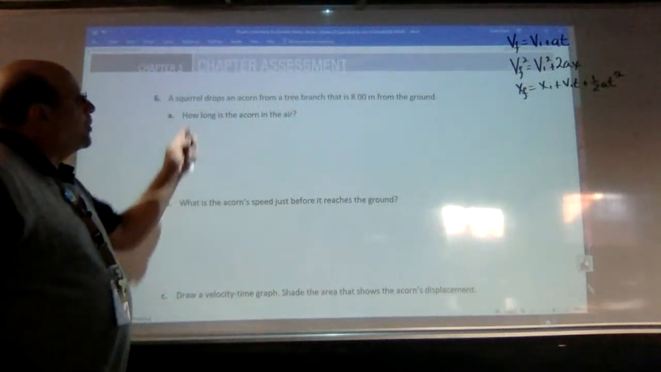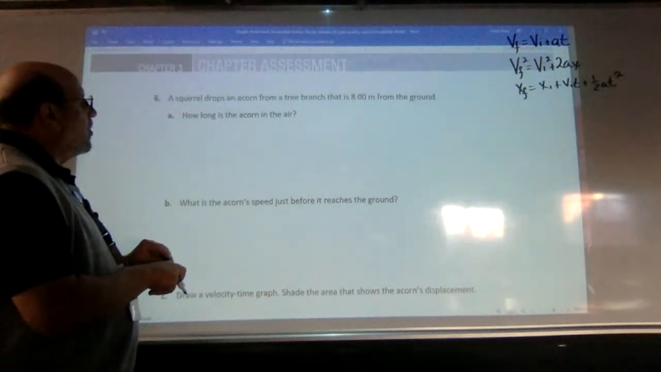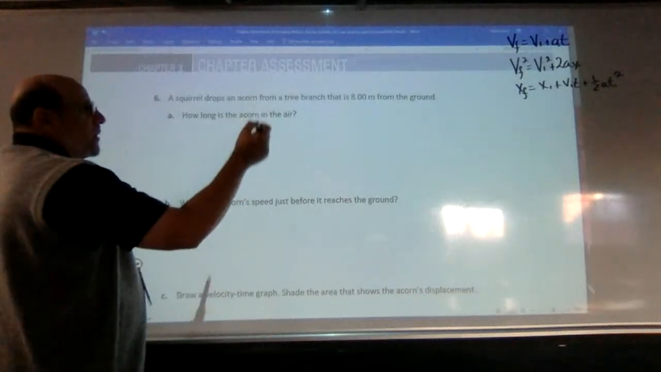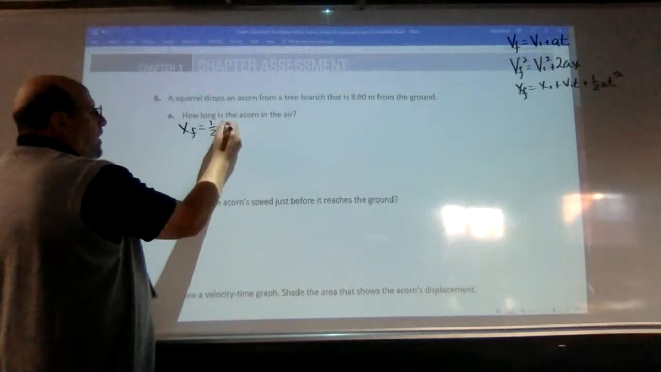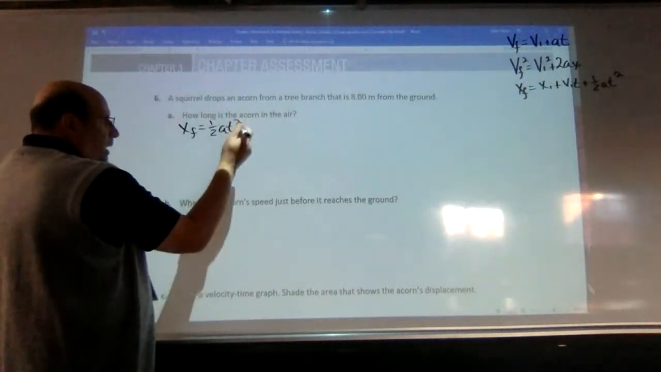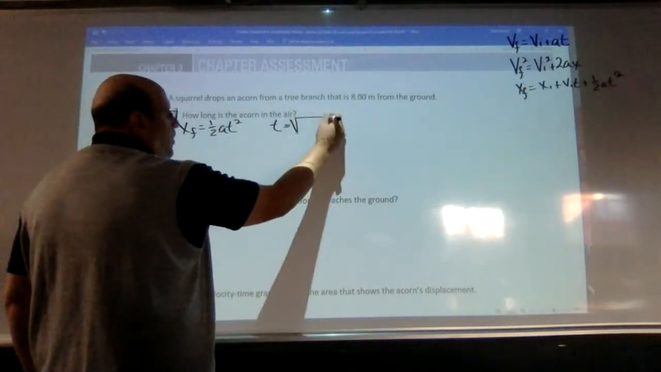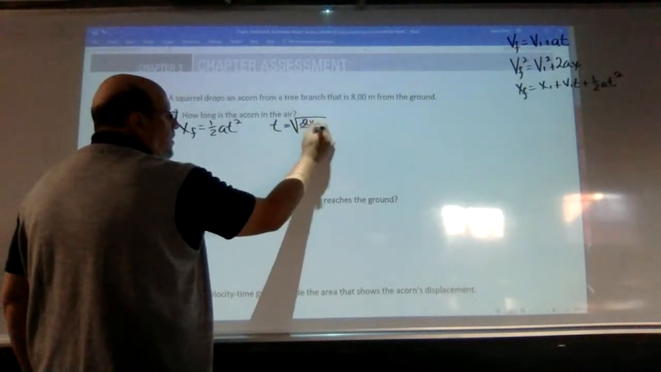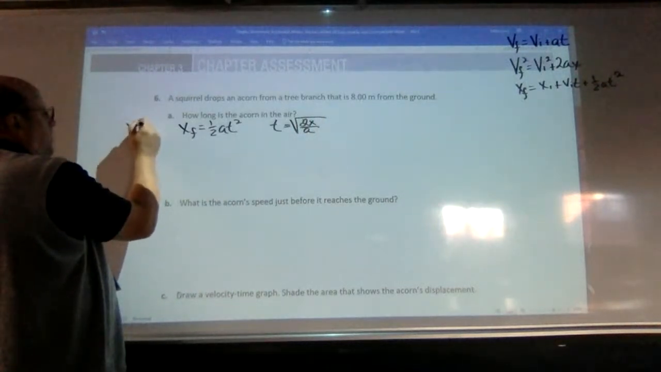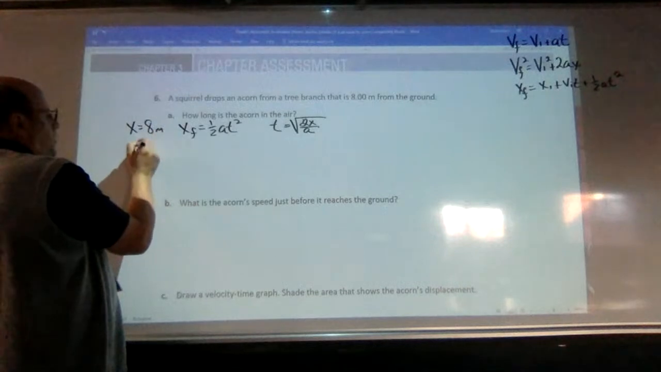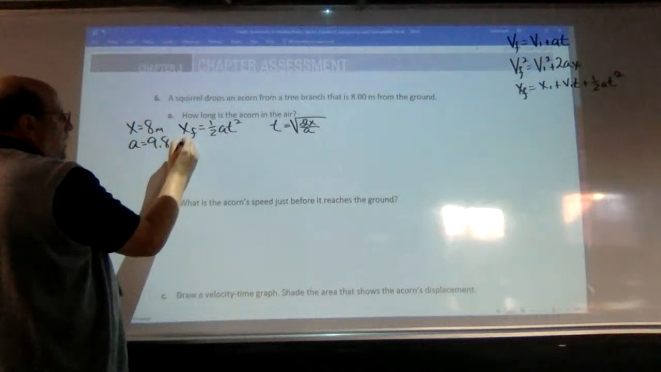Here we go. A squirrel drops an acorn from a branch that is 8 meters from the ground. How long is the acorn in the air? And so we're going to take x final equals 1/2 a t squared, rewrite it, and I've shown you this in class. The time is equal to the square root of 2 times the distance divided by the acceleration. Well, we say x is 8 meters. We say the acceleration is 9.8 meters second squared.